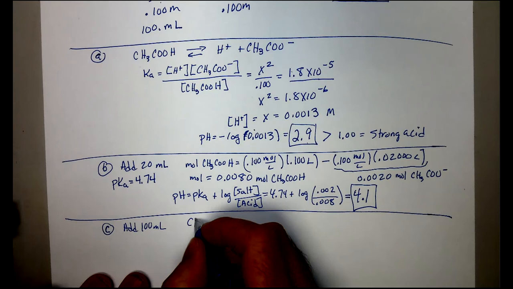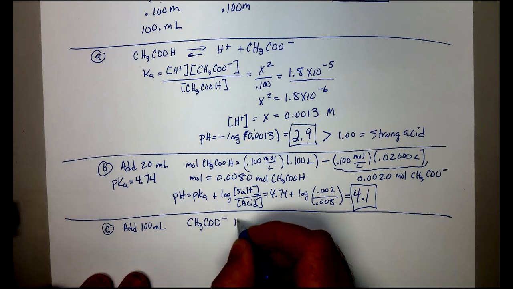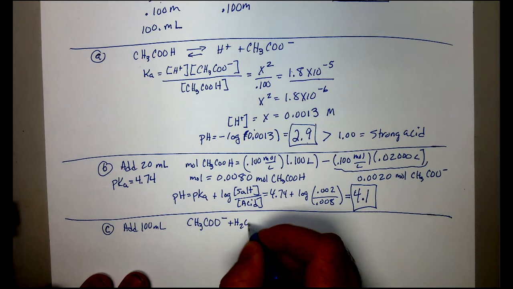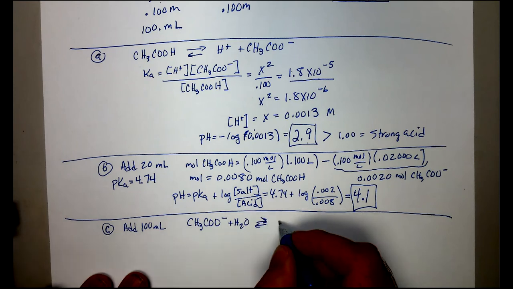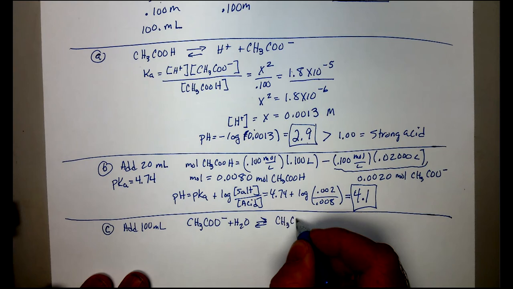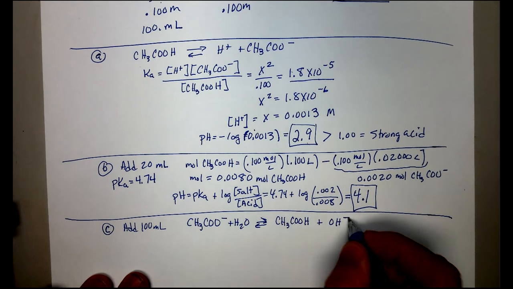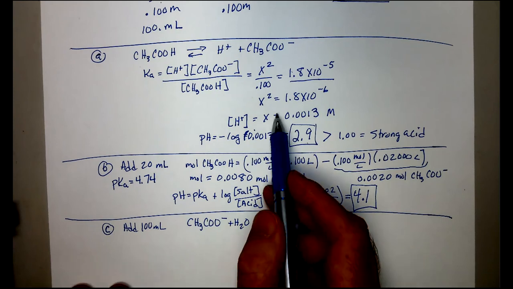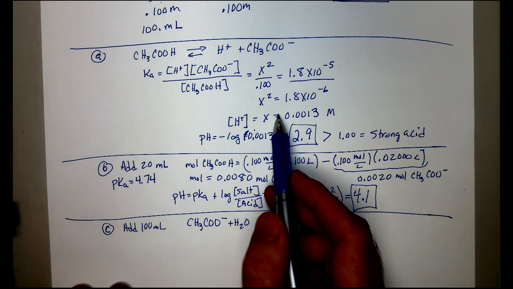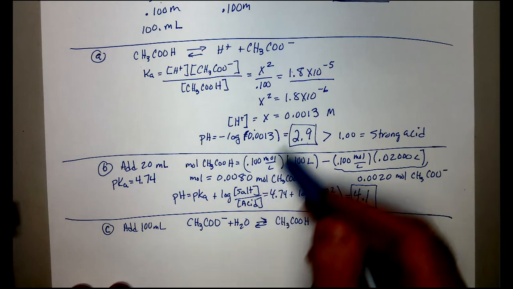What I'm really concerned about is the acetate ion. So we've got CH3COO minus plus water, equilibrium, acetic acid, and hydroxide. And it'll work pretty much the same as our first case, with a little bit more effort because now I've got a base instead of the weak acid.